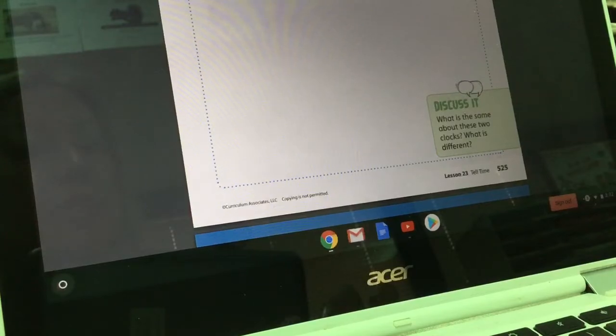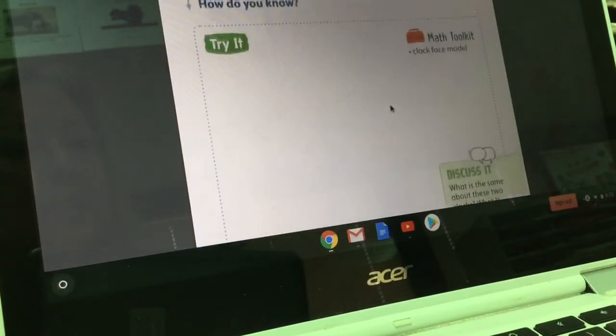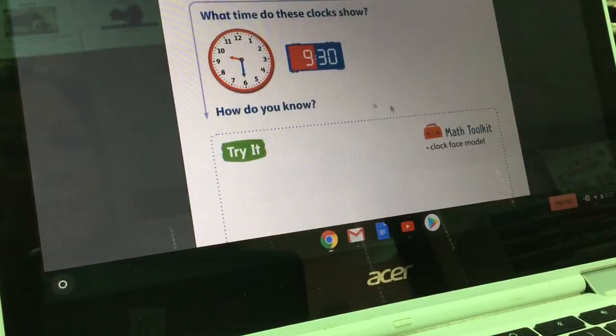What is the same about these two clocks and what is different? So again, looking at the clocks, what's the same about them? I'm noticing that in both of these, the red color indicates the hour. The blue color indicates the minutes. That's what's the same about them. Also, I see a 9 on this clock and a 9 on this clock.